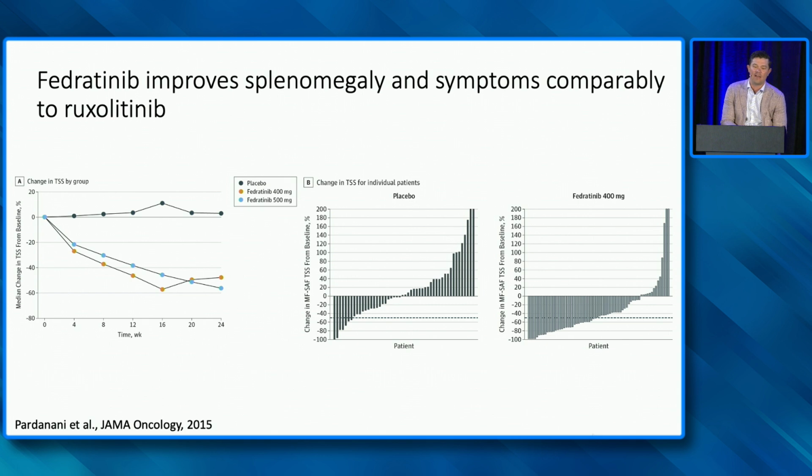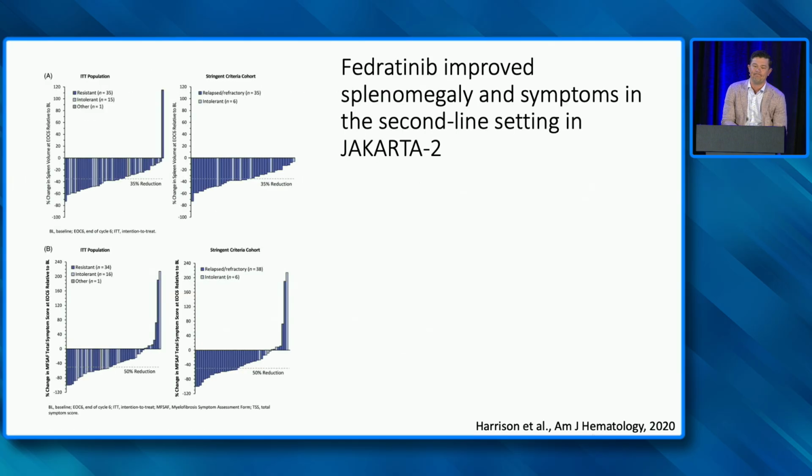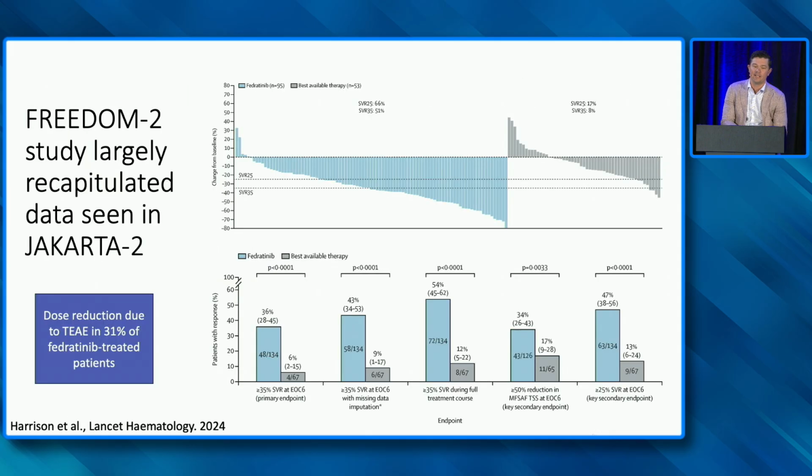Here, we ignore that 500 milligram dose. That's not an approved dose. The approved dose is 400 milligrams daily of fedratinib. We have second-line data for fedratinib. So on the JAKARTA-2 study, this was a study done in patients that were relapsed, refractory or intolerant to ruxolitinib. Patients washed out of ruxolitinib for at least 2 weeks and then were put on fedratinib on a phase 2 second-line study and still saw drastic improvement in spleen and symptom responses. So really encouraging second-line data.